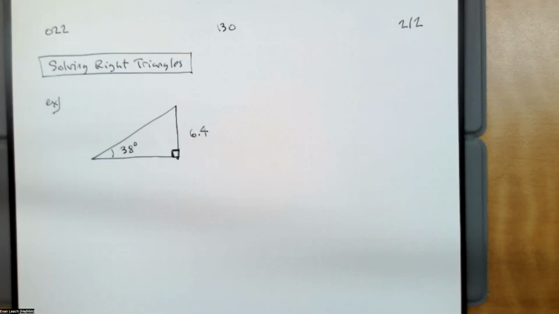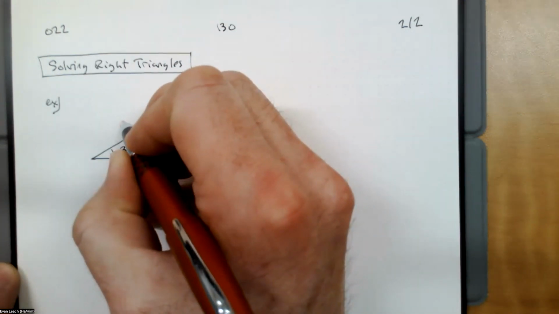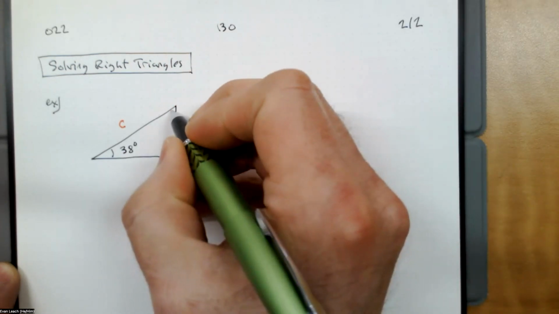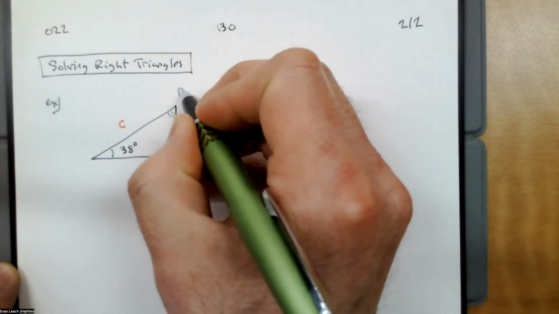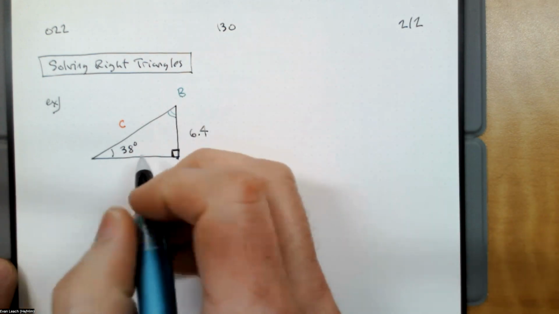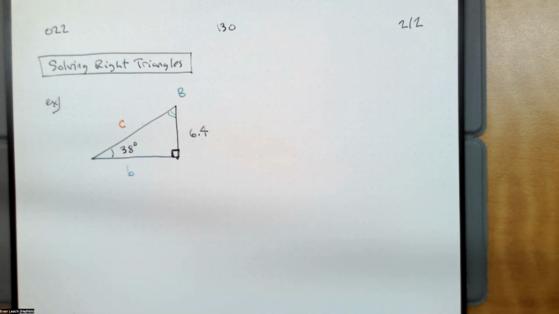The pieces that we will want to find are the hypotenuse up here, this angle up top, which we usually label as B, and we'll want to find this side down here that's adjacent to the 38, which we usually label little b.